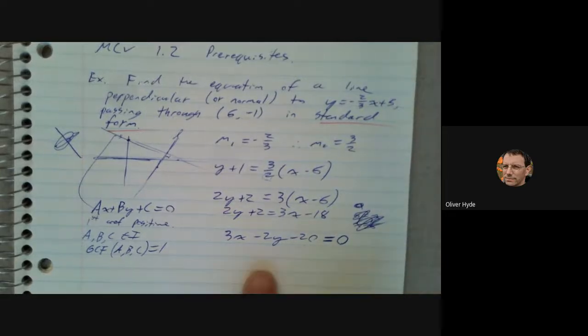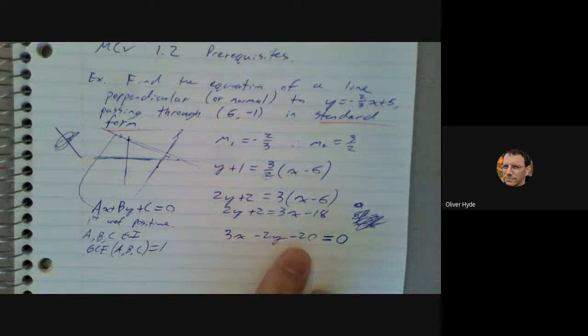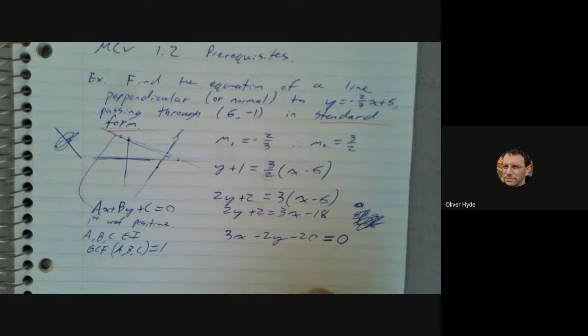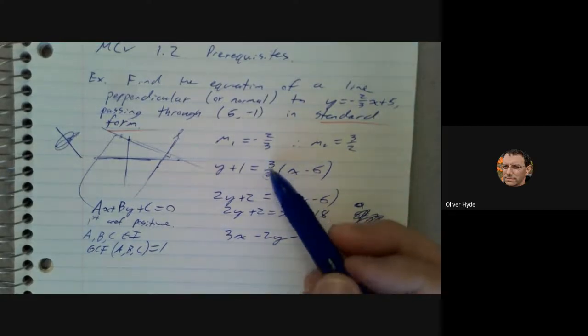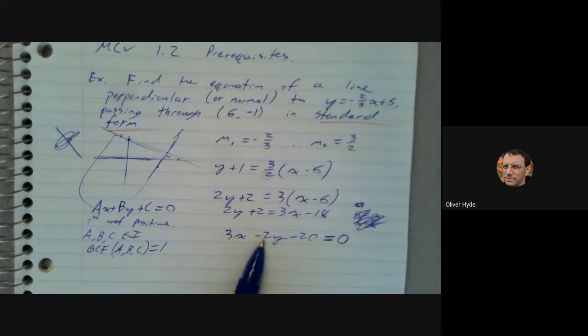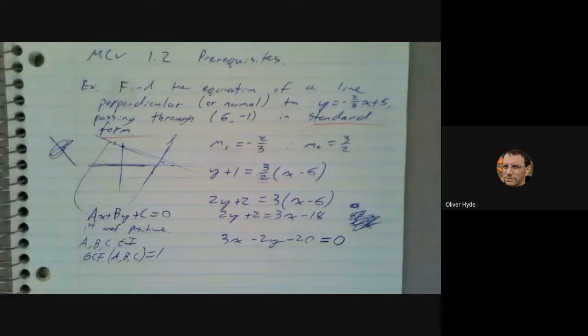Okay. I have my terms in alphabetic order, the x term first, then the y term, then the constant term. My right-hand side is equal to 0. My coefficients are integers, and the greatest common factor of 3, 2, and 20 is 1. See, if I multiplied by, I don't know, 4 here, I would have ended up with 6x minus 4y minus 40 equals 0, and that can be reduced. So it should be reduced. You will be asked to use standard form, so make sure you are clear on what it is.